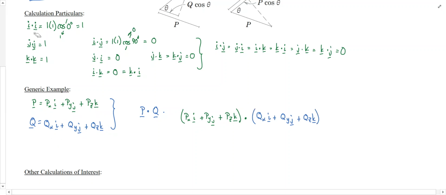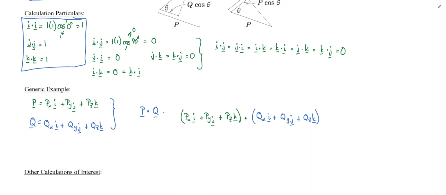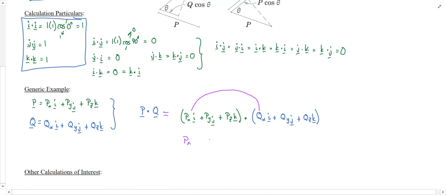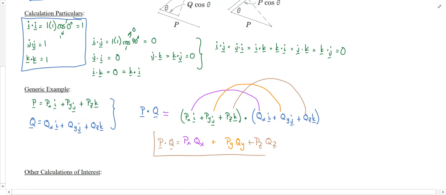And when we dot, the only things that mattered were the things that had the same directions. So we're going to take the i component of P and multiply by the i component of Q. So this is going to be PxQx. We take the j component of P times the j component of Q. And then we take the z component of P times the z component of Q. And that is all you have to do.